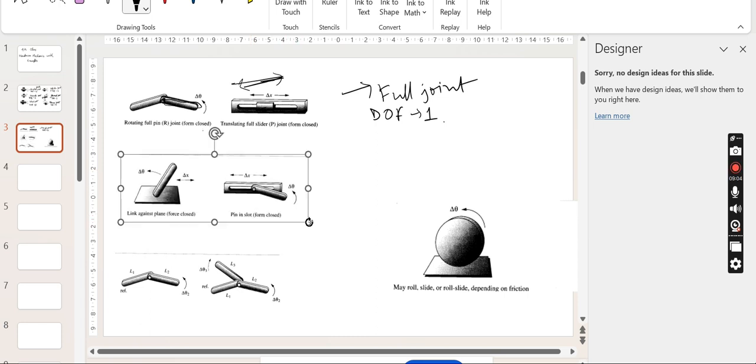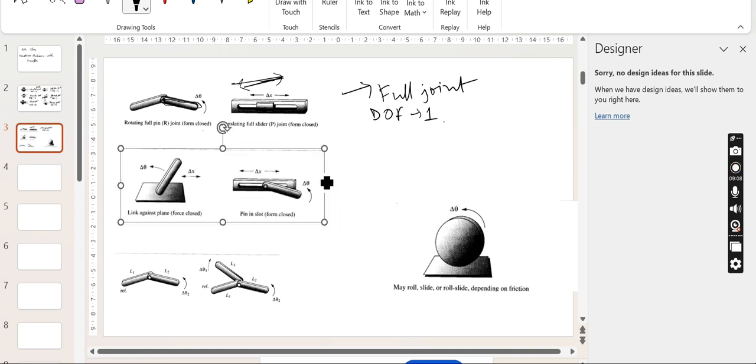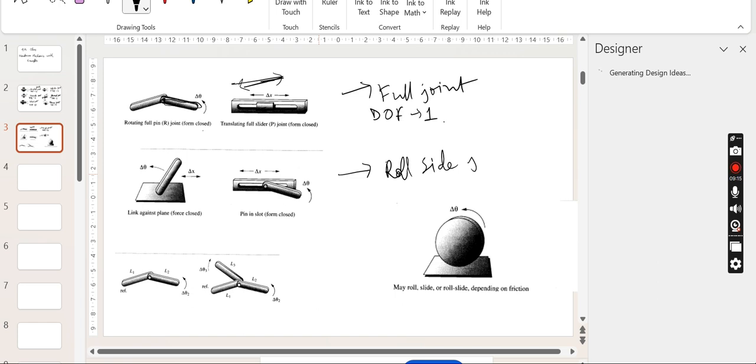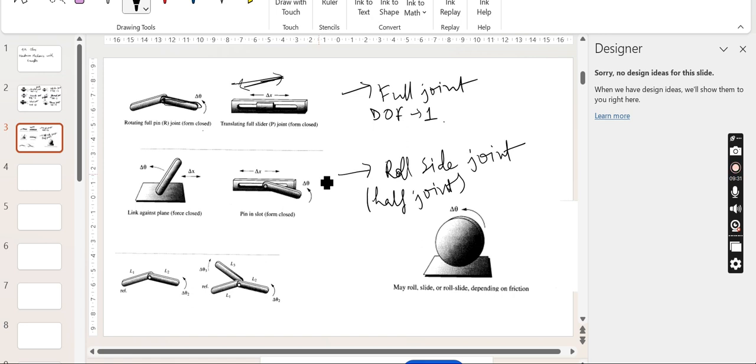Another kind of joint is this, called a roll slide joint. It is also called a half joint. This part is linked against the plane. So this handle can also go from 0 degrees to 360 degrees. So it is an angular kind of direction. They move in the angular direction, and this point also moves on the plane. So it has both delta theta and delta x movement.